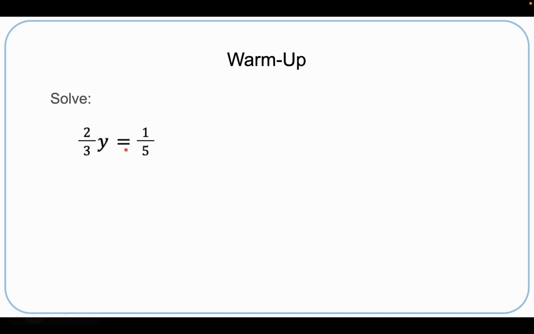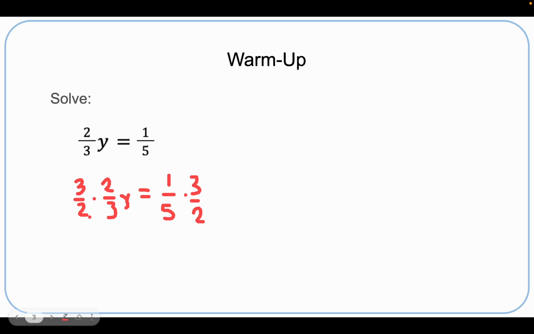Okay, 2/3 of y equals 1/5. Remember that when we are solving equations with fractions, we can multiply by the reciprocal to cancel out the fraction and leave our variable on its own. So here we would multiply by 3/2, which is the reciprocal of 2/3. And what we do to one side of our equation, we need to do to the other.